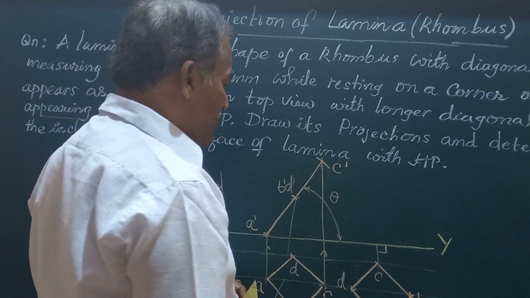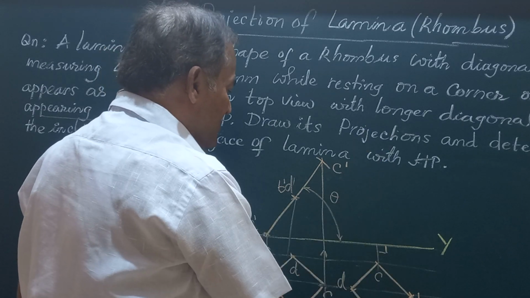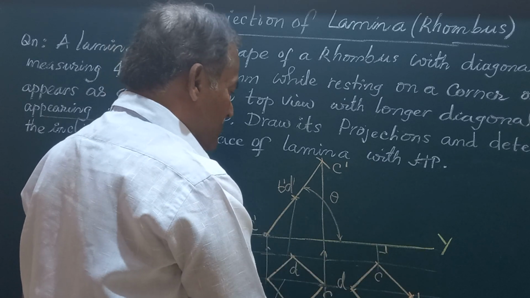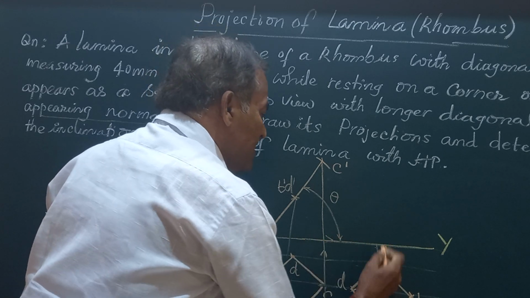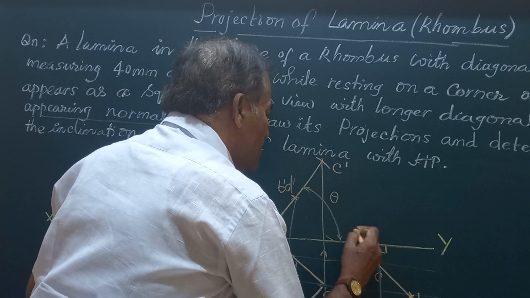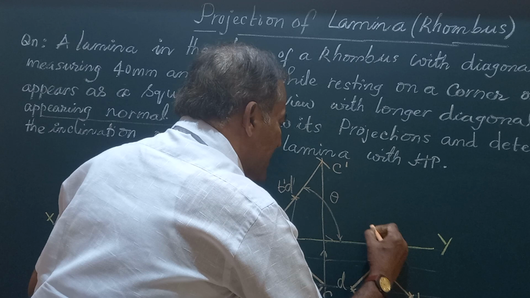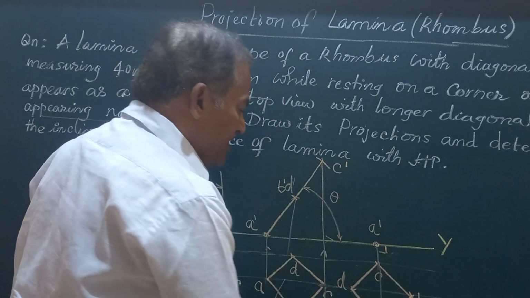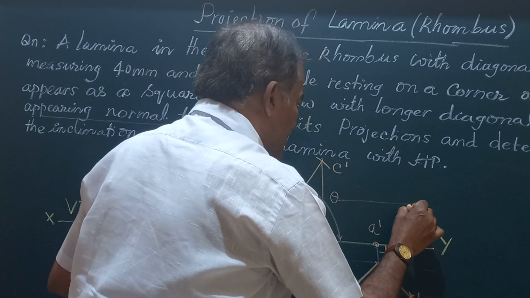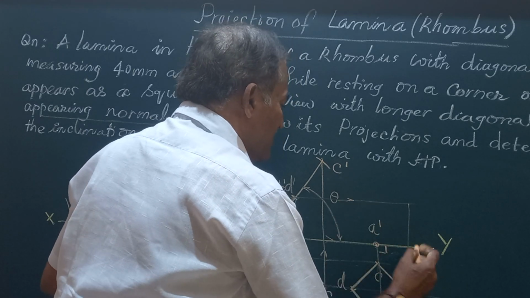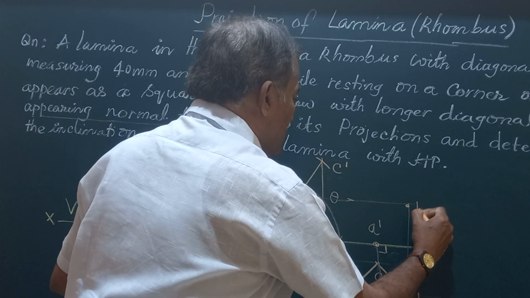So how to get the front view? Friends, as usual, start from one of the corners and draw the projectors, both vertical and horizontal. So I will draw a vertical line and a horizontal line through A, and the point where these two intersect will be the point A dash. So I will call it A dash here. Likewise, B: vertical from B, horizontal from B. I am going to draw a vertical here and a horizontal. The point where those two intersect is the point B dash.